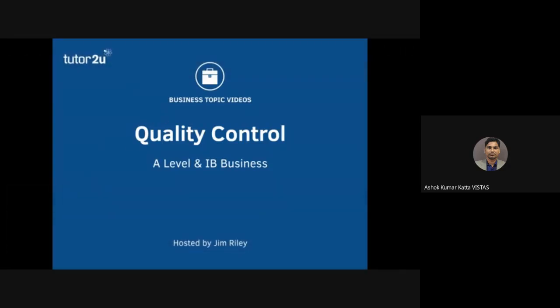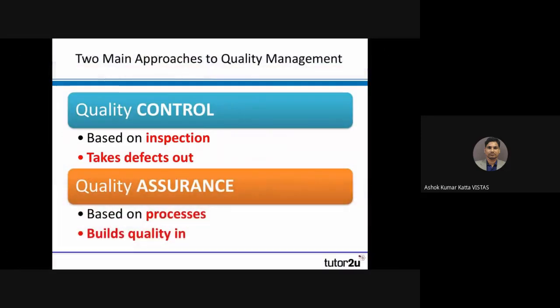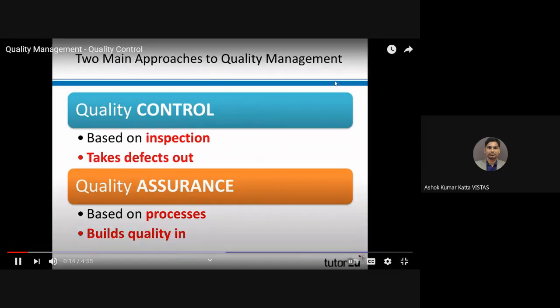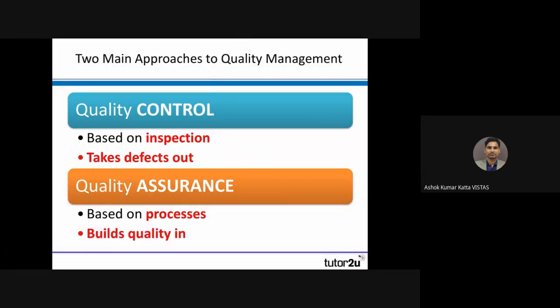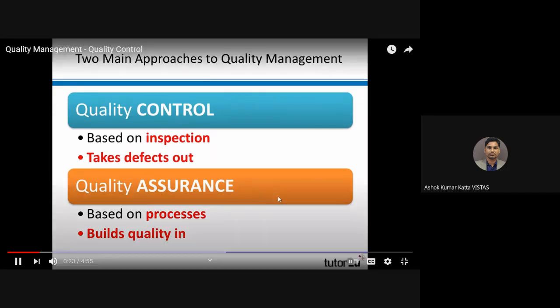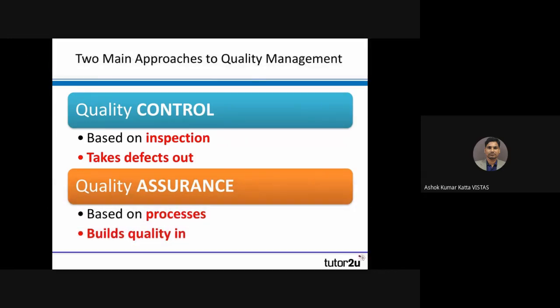Hi there. In this short topic video, we're going to take a look at another common and popular concept in operations management called quality control. Now, quality control, of course, is an important part of the overall strategy of how a business manages its quality. The key thing to remember is there are two main ways of doing this. One is the subject of this short video, quality control. This is about inspection, inspecting products and trying to take the defective products out.